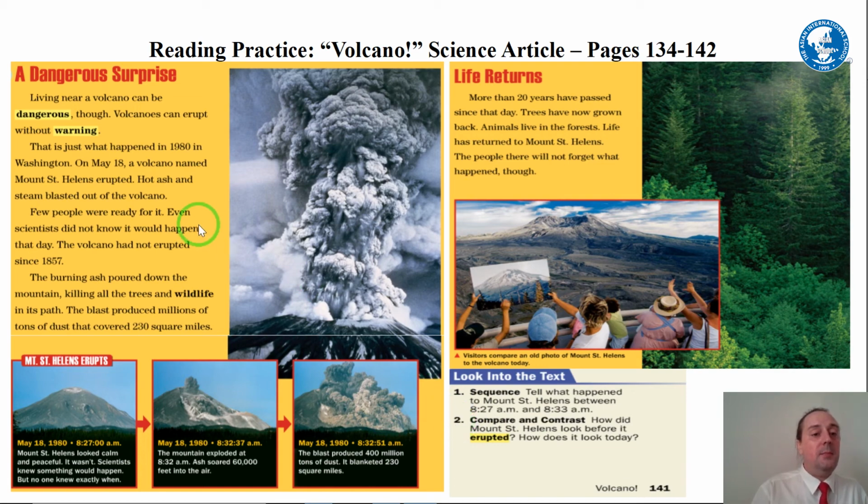Okay, we can see up here, it was very, very calm, okay, and nothing was happening, right? So it looked calm and peaceful. Now, how does it look today? Up here we see the part that says life returns. Trees have now grown back, animals live in the forest, life has returned to Mount St. Helens. You can go visit, right? You can see here that people go visit Mount St. Helens and you can see what it looked like in 1980 and what it looked like today.